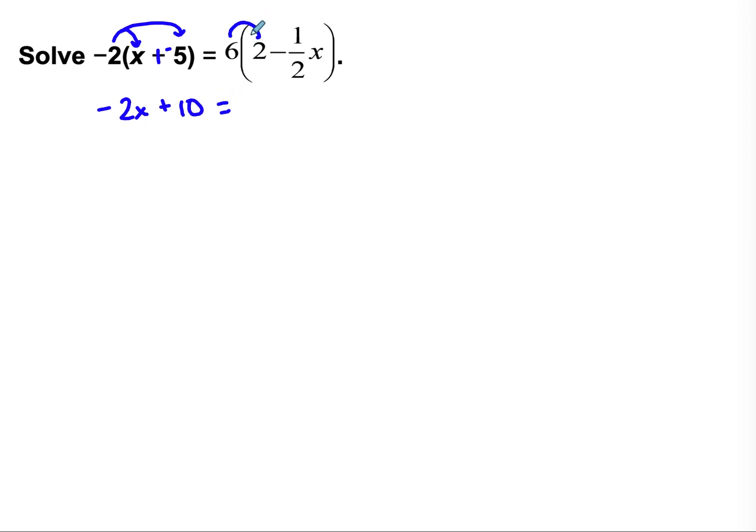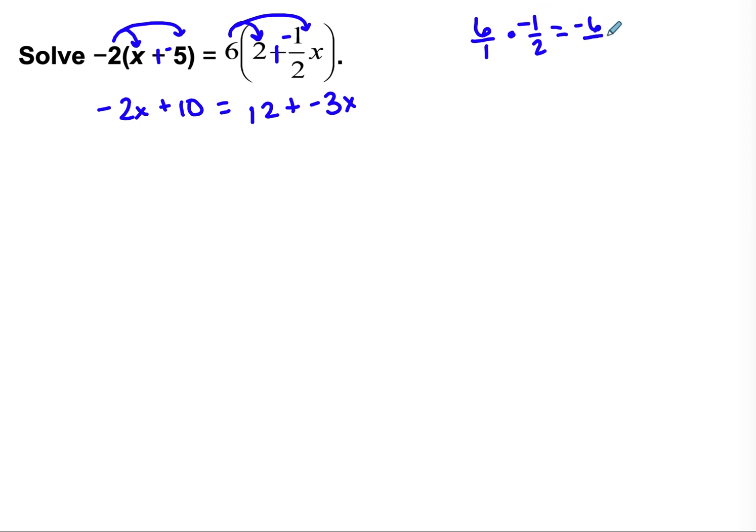equals. Okay, now I have this 6 to distribute. Again, I'm going to do a boom, boom on my minus and just make that look like plus negative 1/2. 6 times 2 is 12. Plus negative 1/2 times 6 is negative 3x. You can think of that negative 1/2 as dividing by 2, or if you want to do the longhand multiplication, it looks like this: 6 over 1 times negative 1/2.